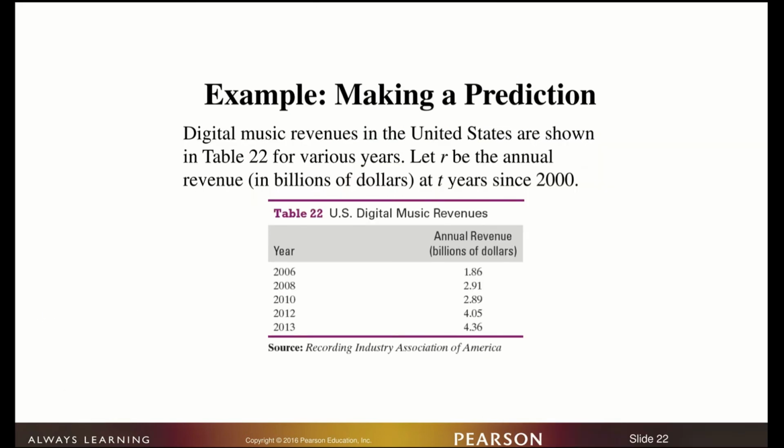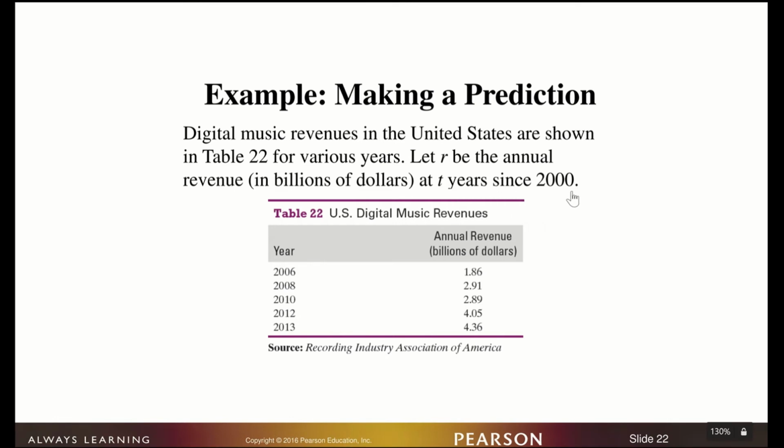All right, for the last example in this lesson, we're going to look at an application. Digital music revenues in the United States are shown in this table for various years, and let R be the annual revenue in billions of dollars. So this means $1.86 billion, right? At T years since 2000.